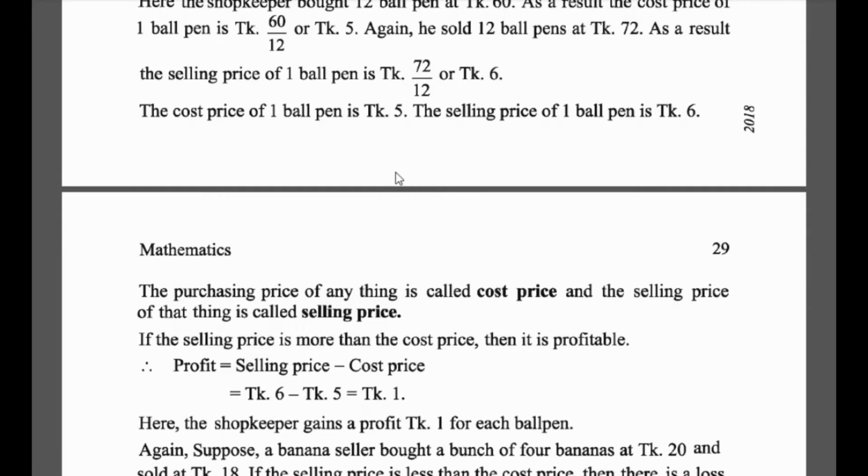So let's know the relation between selling price and cost price. There will be a profit on selling an object if the selling price is bigger than its cost price. For example, suppose I have bought a thing at 5 taka and I have sold it at 6 taka. According to the rule of profit, profit is equal to selling price minus cost price. That means the selling price is taka 6 minus the cost price taka 5. The difference is taka 1, and it's the profit.